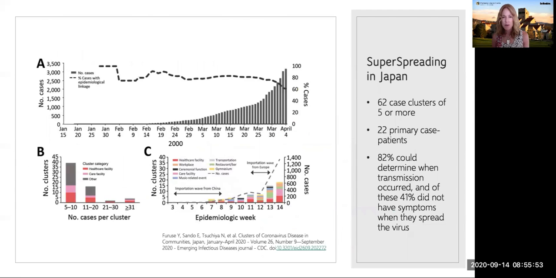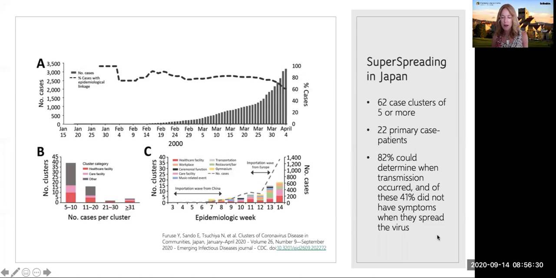This event in super spreading in Japan was reported by the CDC and found that 22 people were likely to have started these 62 case clusters of 5 or more cases. And half of them were 20 to 39-year-olds, which I think is of key interest. And for 16 people, the research team couldn't figure out when transmission occurred, which is important because it showed that 41% of them didn't have any symptoms when they spread the virus. In fact, of the super spreaders, only one had a cough when they infected the others.